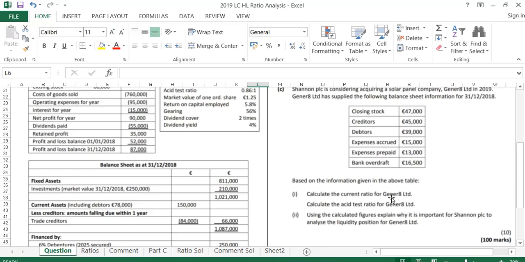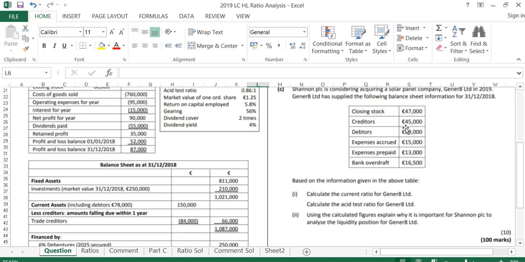Okay, so the first ratio we're asked to calculate is the current ratio. So the current ratio is current assets to current liabilities. So we're given 6 figures here, so we need to split them up into which are current assets and which are current liabilities, or liabilities less than 1 year. So closing stock is an asset. Creditors is a liability, people we owe. Debtors is an asset, people that owe us money. Expenses accrued are expenses due, which is bad, it's a liability. Expenses prepaid are good, they're an asset. And bank overdraft, because an overdraft is bad, it's a liability.